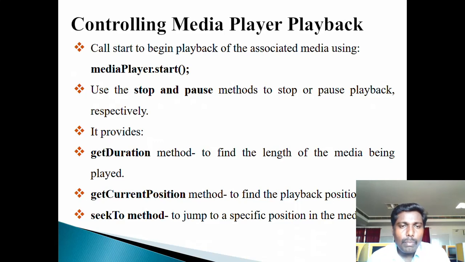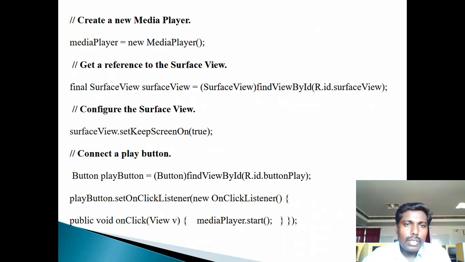The next one: you want to jump to another position in the playback file. For example, if you are playing one song in your mobile application and you want to go to another song, you use the control buttons, forward and backward. Forward goes to the next song and backward plays the previous song. For that you implement the seek to method in the code. It will jump to a specific position in the media. So these methods are available in the coding.